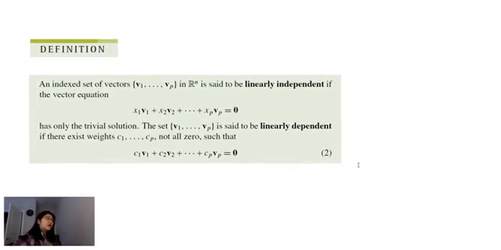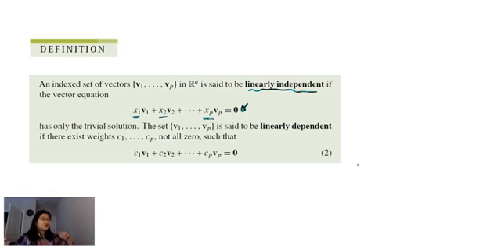And so, let's look at this definition. We have an index set of vectors that are V subscripts things, and they're in Rn space. And these vectors are linearly independent if our vector equation, where we are weighting these vectors with weights x1 through xp, if that has only the trivial solution. So we have linearly independent vectors if the only solution that gets us to a 0 vector is the trivial solution.